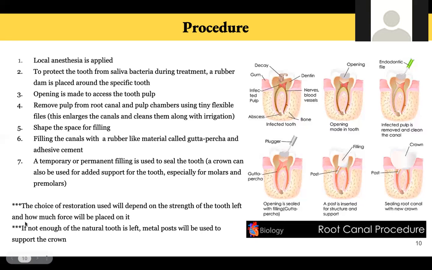And then again, just a couple of important points to keep in mind. The choice of restoration used will depend on the strength of the tooth left and how much force will be placed on it. And if not enough of the natural tooth is left, metal posts are used to support the crown. As you can see in these two pictures, you'll see the metal posts that are used and the crown is here. So again, when not a lot of that tooth structure is left, we need that metal to be inserted and provide more structure and support.